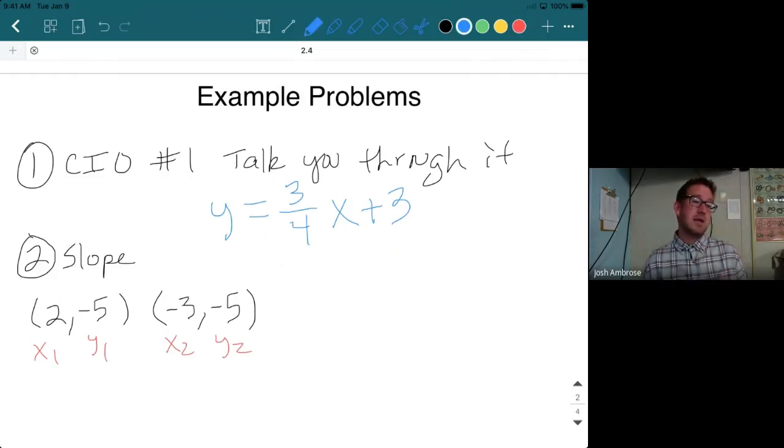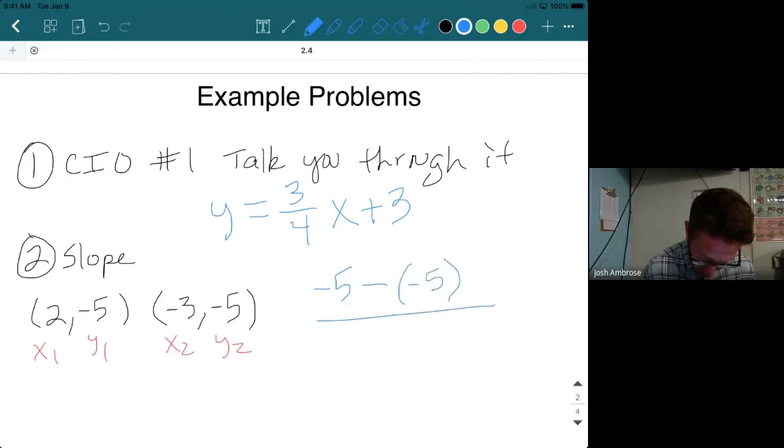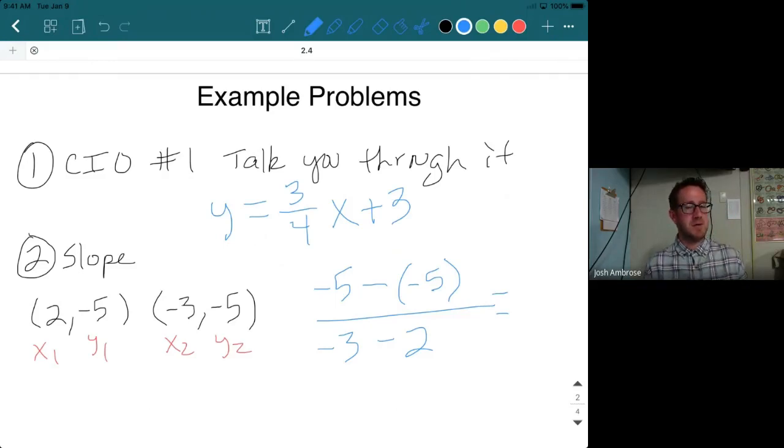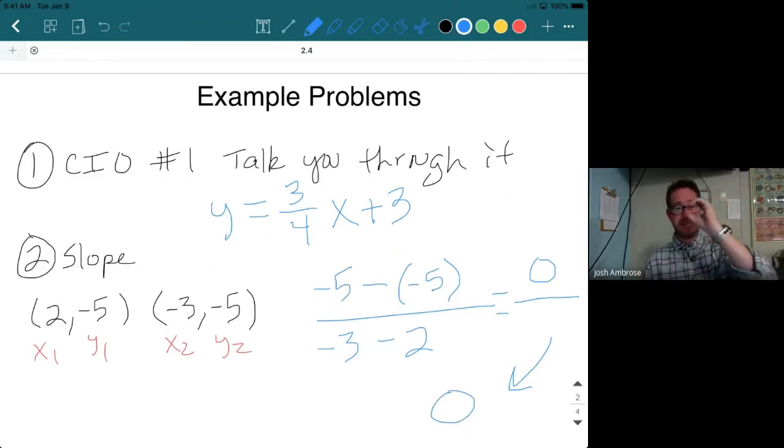Okay, now let's plug in those values into the slope equation. You have a negative 5 minus a negative 5 all divided by a negative 3 minus 2. Okay, negative 5 minus negative 5, what is that actually going to equal? 0 divided by, in this case, it actually doesn't matter, because when you have 0 in your numerator, what is your answer? Your answer will be 0. If you have 0 on top of a fraction, your answer is 0. But if you have 0 on the bottom in the denominator of your fraction, your answer is undefined. There is a difference. Make sure you understand that.